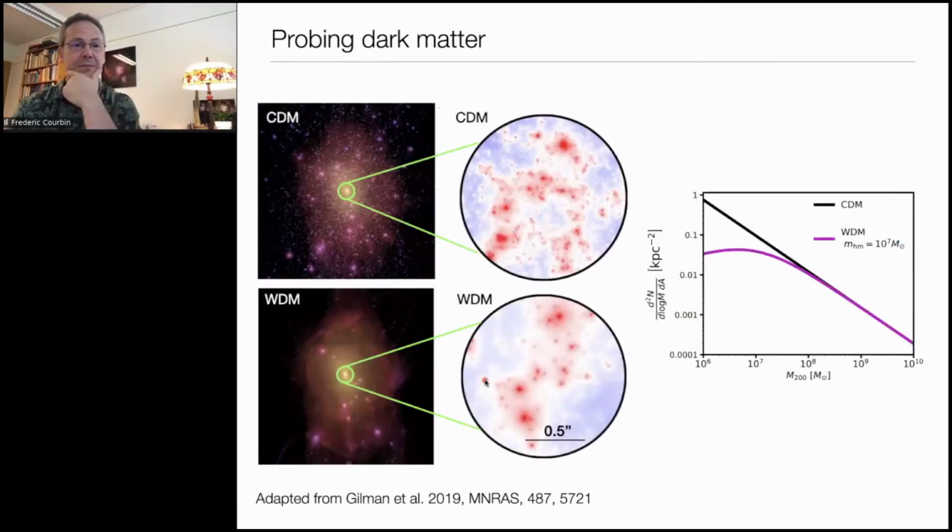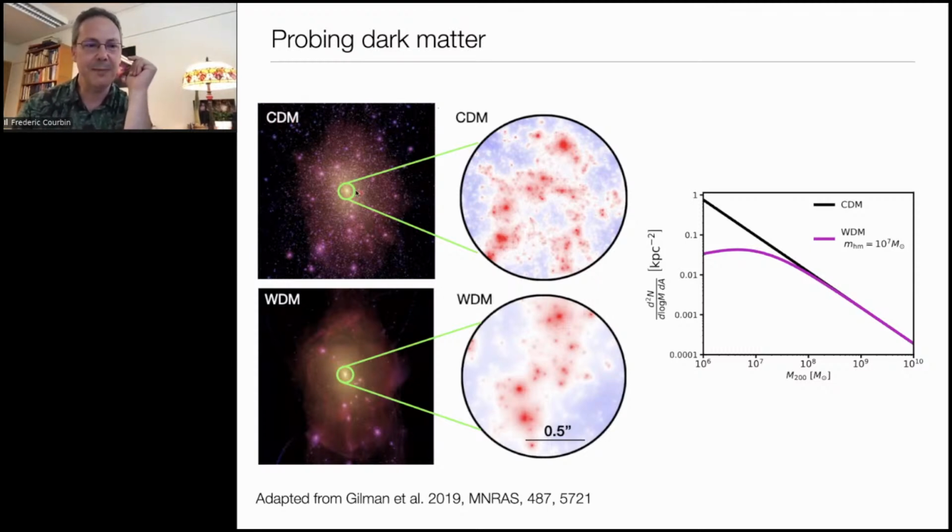Another application: probing dark matter. Cold dark matter predicts that galaxies form in a hierarchical way. Small things form bigger things in the late universe. And that's a snapshot of one of these simulations. Actually, no, this is a dark matter only simulation. I think it's just the Millennium. No, it's not the Millennium, actually. This is EAGLE, so it's indeed a hydro simulation.